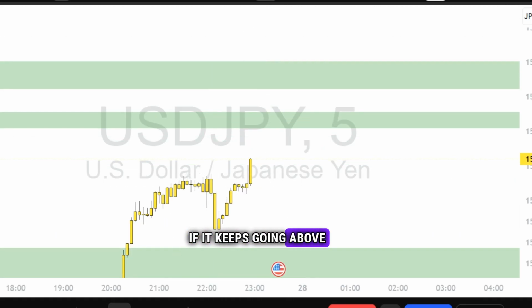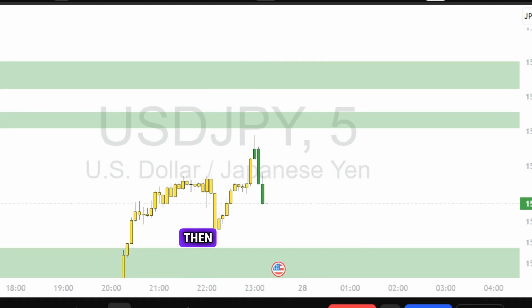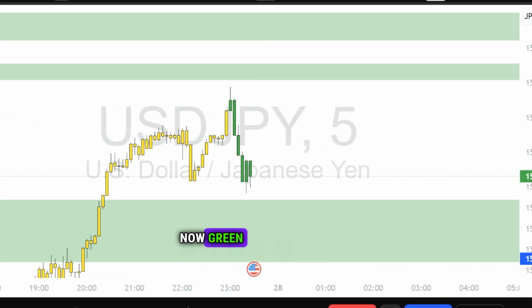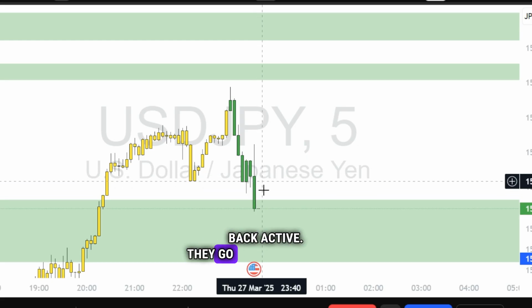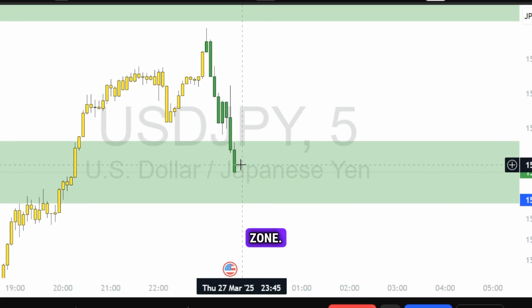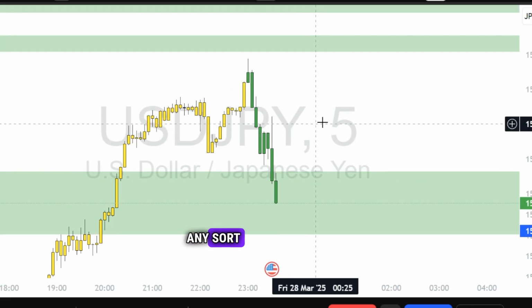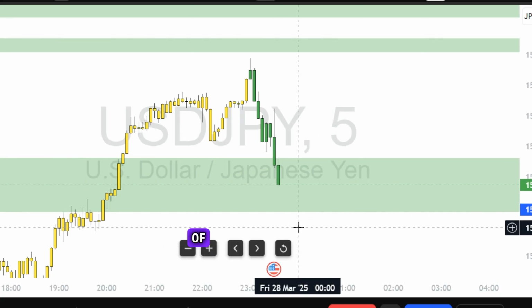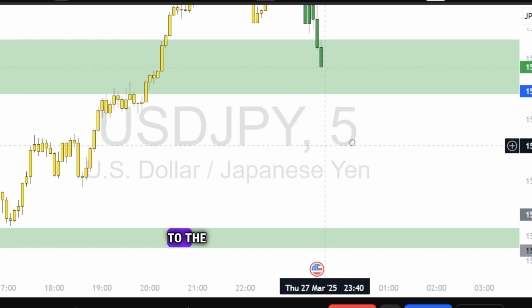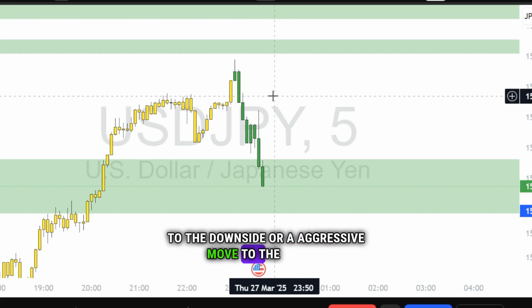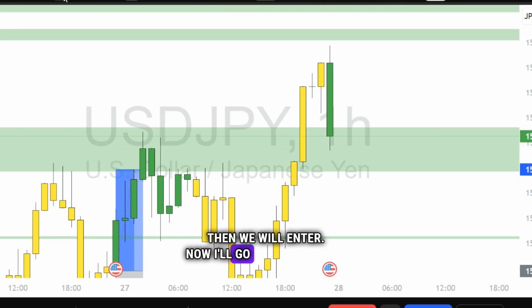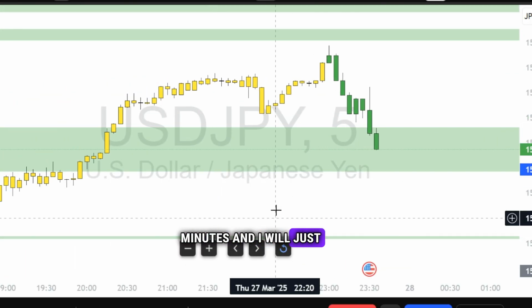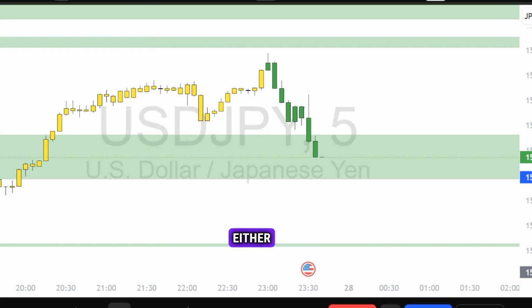If it keeps going above as the green candles come around, then we'll have to just see how we go from there. Now green candles are back in here, back active. They go straight into our zone. Now they haven't really given any sort of reaction just yet, so the movement hasn't started. But as soon as we see some sort of reaction, whether it's a really aggressive move to the downside or an aggressive move to the upside, then we will enter. Now I'll go back to my 5 minutes and I'll just wait for some sort of reaction either way.